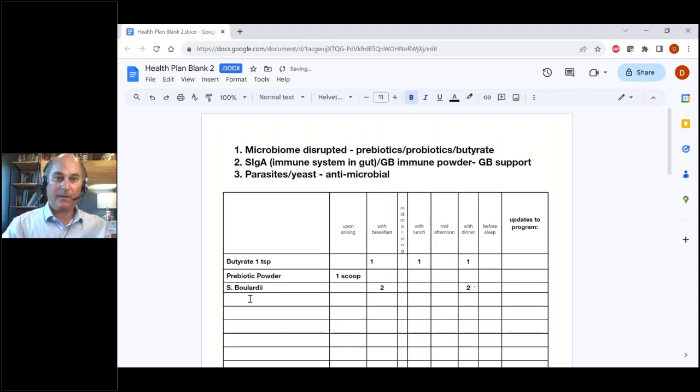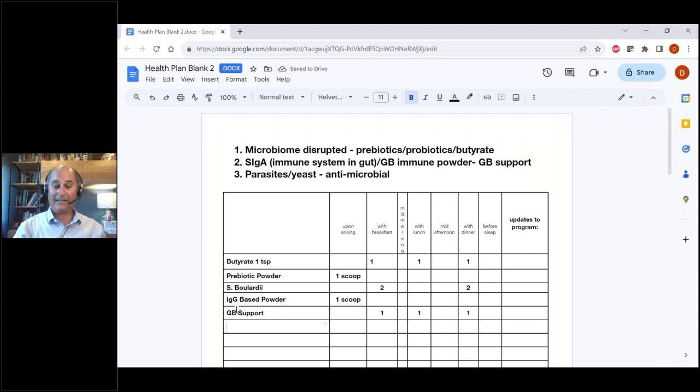So then that takes care of the microbiome part. So with SIG-A, you want to use an IgG-based powder to get the SIG-A to balance out. And that's usually, again, going to be like 1 scoop. And you could do 2 scoops a day with some of those, depending on the brand you're using. And then some gallbladder support. Again, let's say you do 1 of those with each meal.